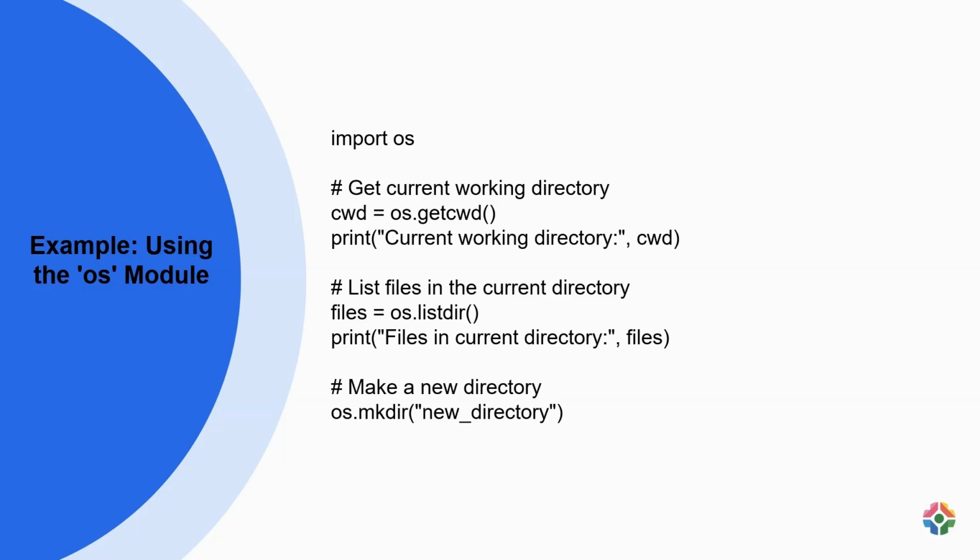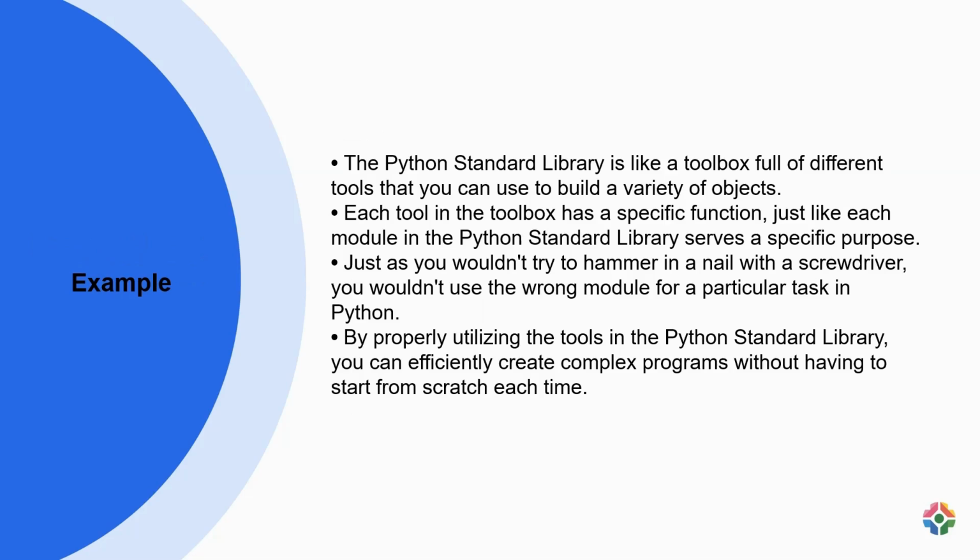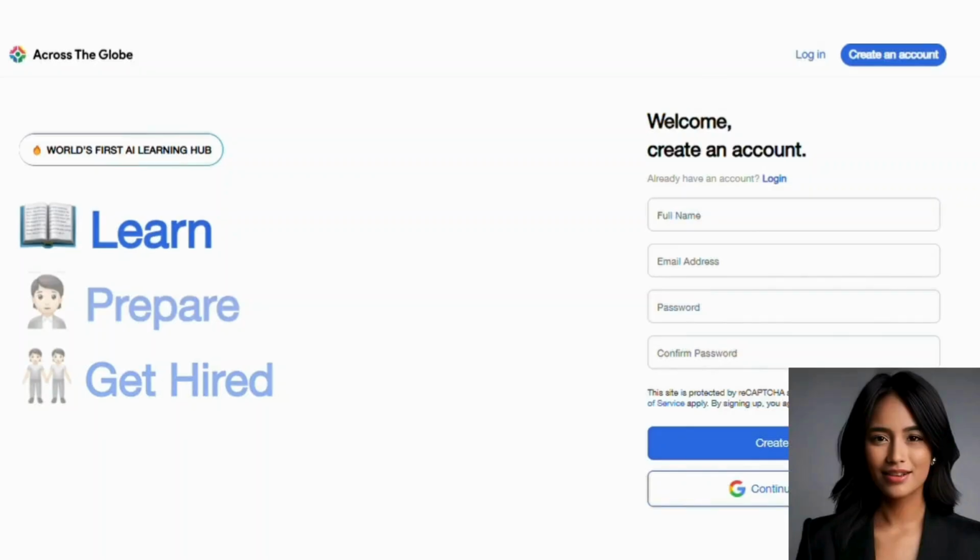the current working directory. The Python standard library is like a toolbox full of different tools that you can use to build a variety of objects. Each tool in the toolbox has a specific function, just like each module in the Python standard library serves a specific purpose. Just as you wouldn't try to hammer in a nail with a screwdriver, you wouldn't use the wrong module for a particular task in Python. By properly utilizing the tools in the Python standard library, you can efficiently create complex programs without having to start from scratch each time.